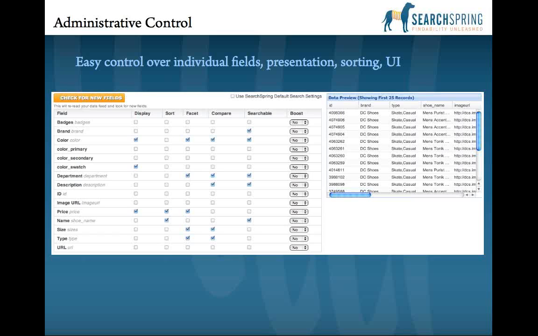You can say which ones you want to display in the search results, which fields you want the shoppers to be able to sort by, which fields you're going to build the drill down facet refinements from, which ones are going to be in compare, which ones are searchable, and give a boost to any individual field, such as I mentioned, title and description typically, which you give a little boost to.